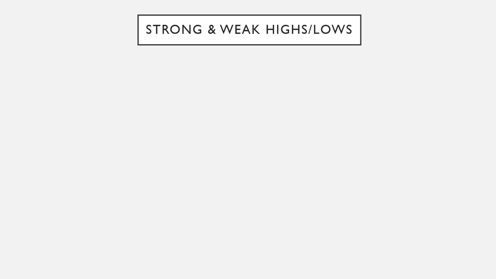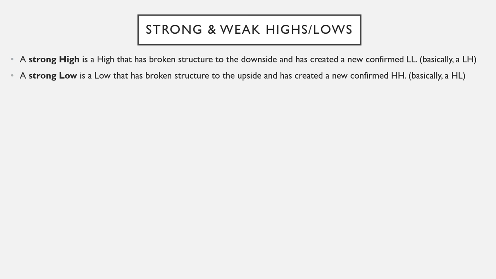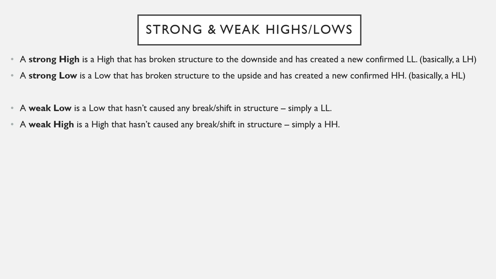So a strong high is a high that has broken structure to the downside and has created a new confirmed lower low. So basically, that's a lower high, okay? A strong low is a low that has broken structure to the upside and has created a new confirmed higher high. So basically, this is a higher low, right? A weak low is a low that hasn't caused any break and shift in structure, which is simply a lower low. And a weak high is a high that hasn't caused any break and shift in structure, simply a higher high. Okay, so we're going to cover the textbook examples in a bit.